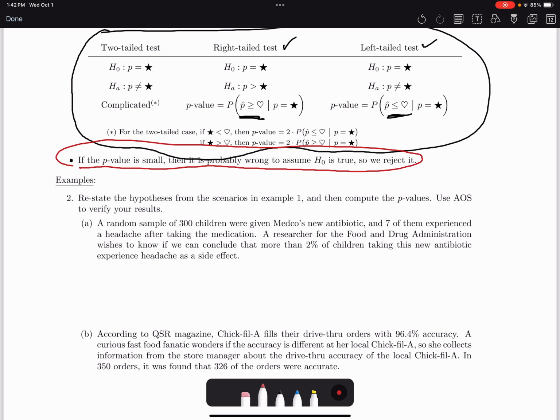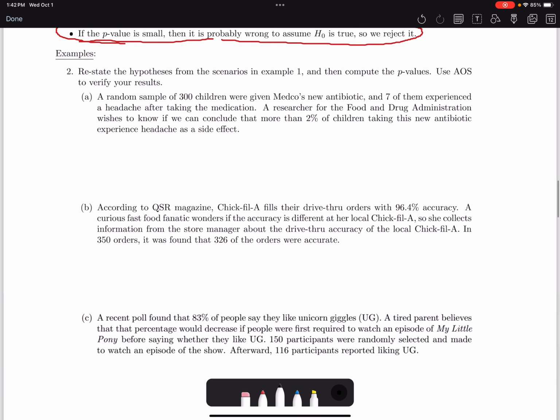And I said it a second ago, but let me just reiterate. If the p-value is small, then it's probably wrong to assume that the null hypothesis is true, and so we reject it. Okay, so a small p-value means we should reject the null hypothesis. Because the only assumption we made when we were computing the p-value was that the null hypothesis is true. And so if we're getting a small p-value, if we're getting something unusual, then that means it was probably wrong to make that assumption, and so we should reject it. Okay, I think I've said that enough times.